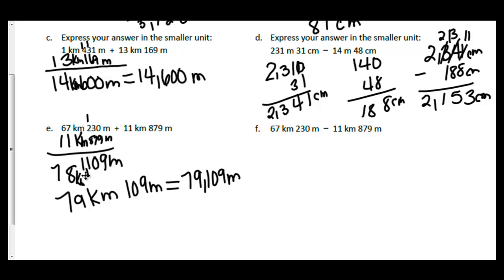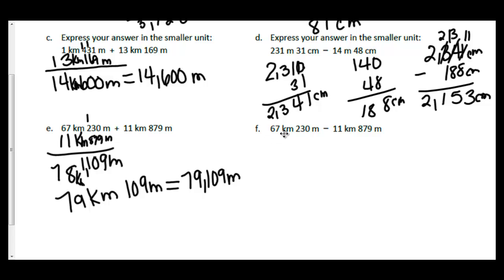So basically all I did was take 1,000 meters away and decompose that and turn that into a kilometer. All right, so let's take a look at F. I'm not going to be able to subtract again because I can see that I have 879 meters. So let's just go ahead and turn this all into meters first.